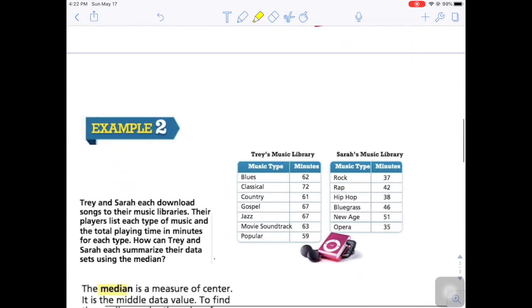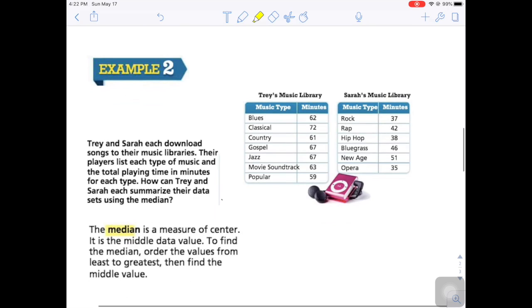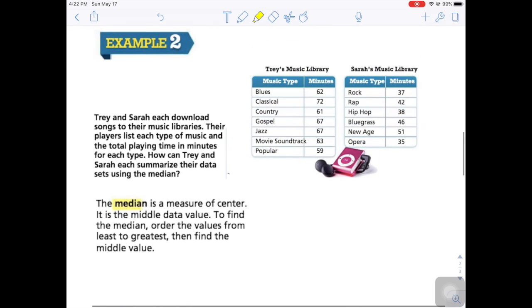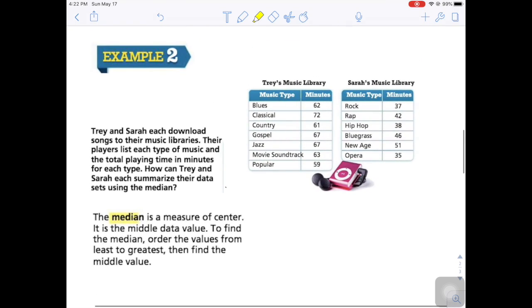All right, let's talk about our other measures. So let's talk about median, mode, and then we're going to talk about range. So we're going to use the same example here. So Trey and Sarah each downloaded songs to their music libraries. Their players list each type of music and the total playing time in minutes for each type. How can Trey and Sarah each summarize their data sets using median, mode, and then range? So we have Trey's music library and then we have Sarah's.